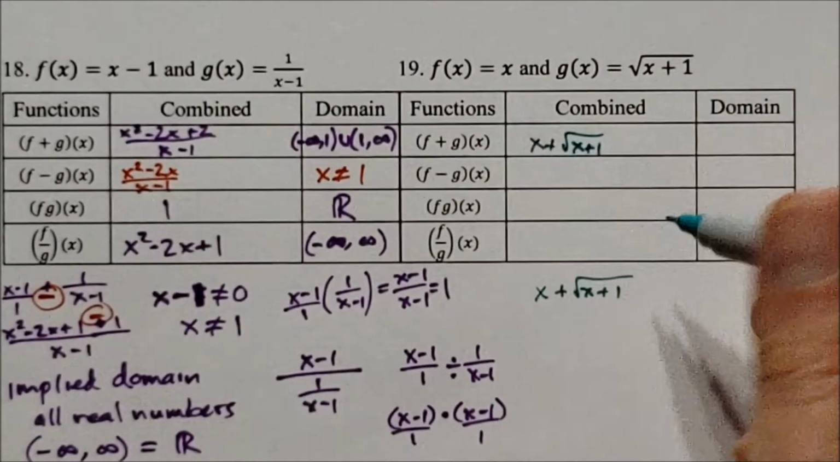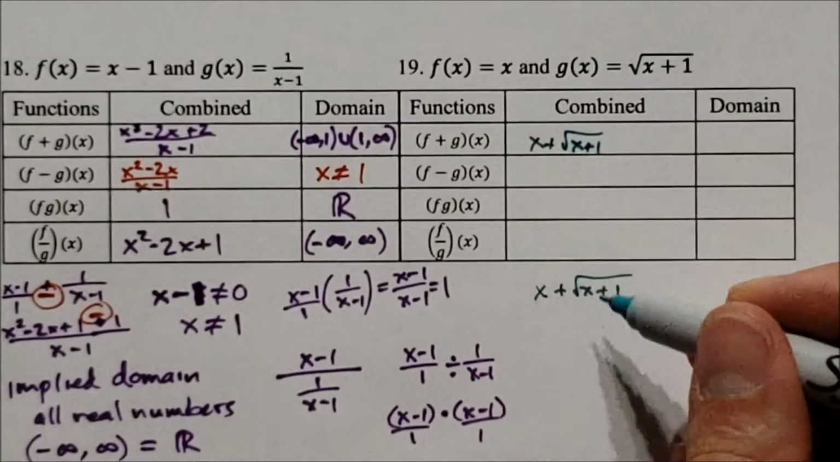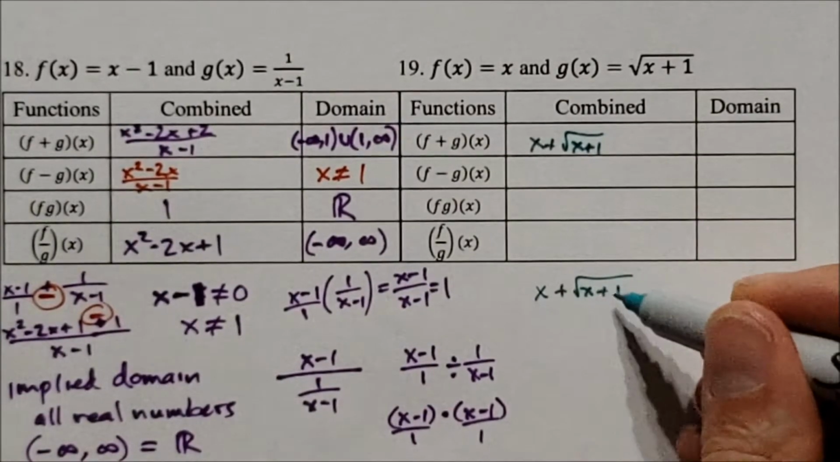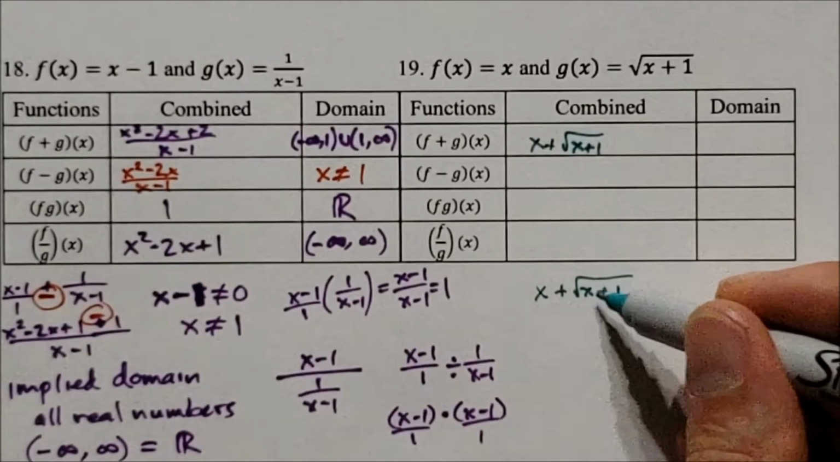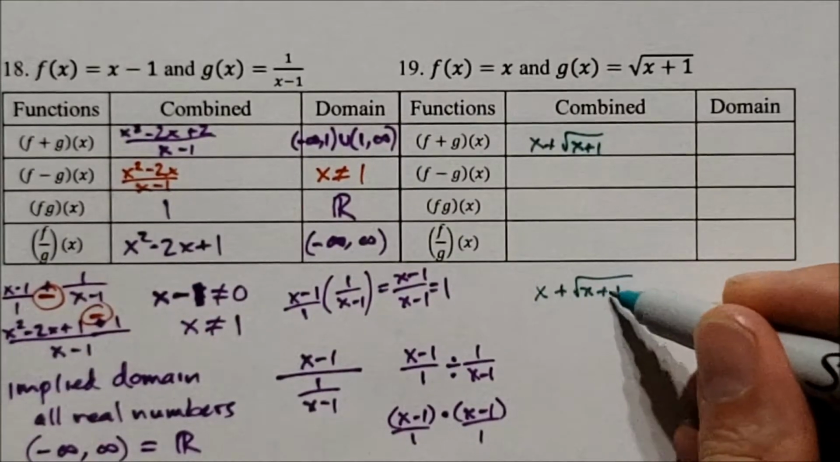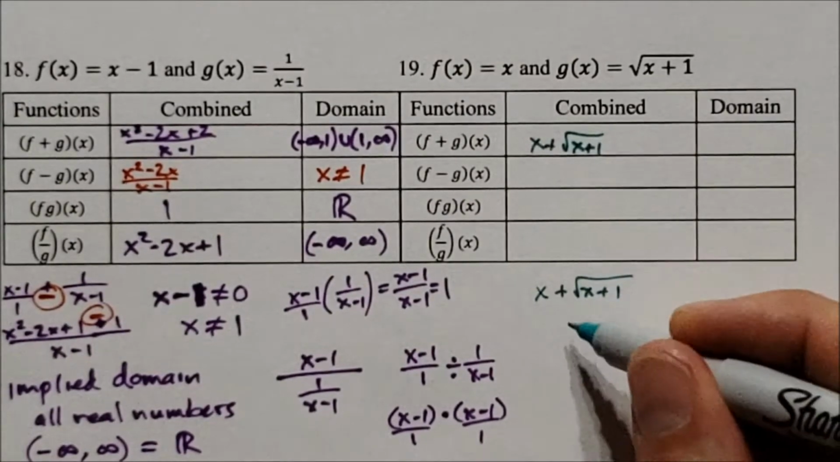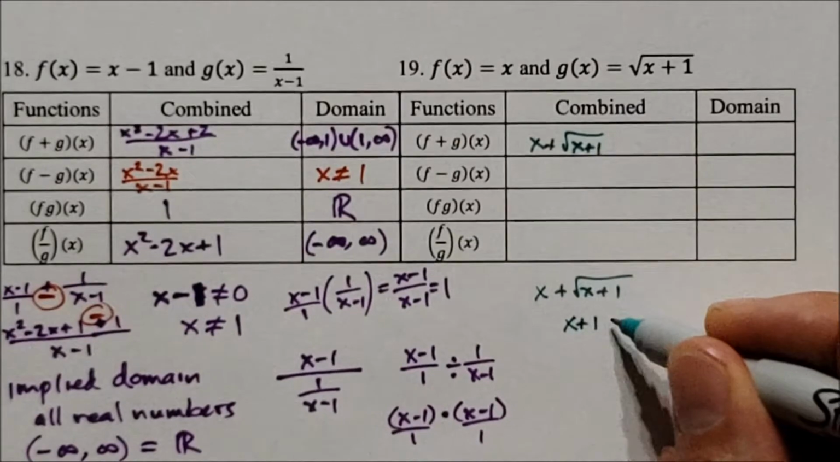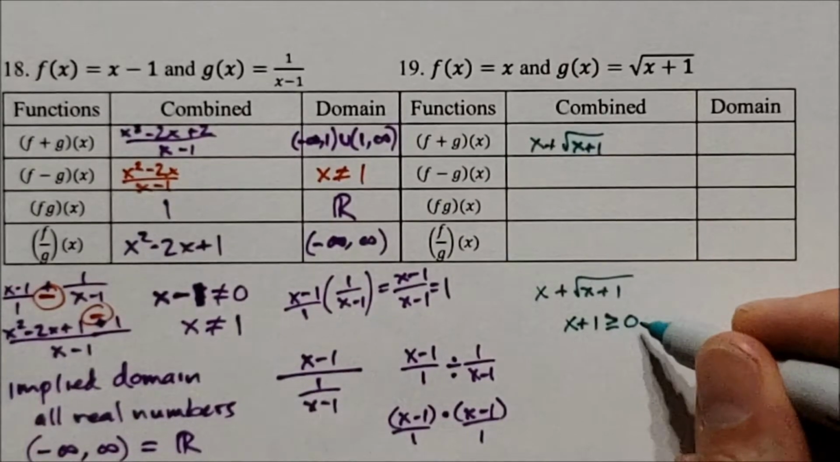We can't combine any terms here, so that's just what it is, x plus the square root of x plus 1. Our implicit domain, or implied domain, is all real numbers, but here we have to be careful with the square root that we don't take the square root of a negative number, meaning that the radicand, what's underneath the radical symbol here, has to be non-negative. So we're going to take x plus 1. It has to be greater than or equal to 0. It can be 0 because the square root of 0 is just 0. It just can't be negative.